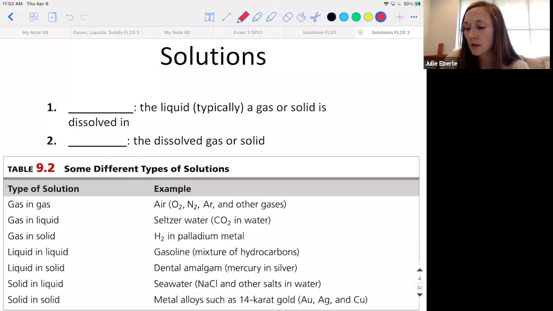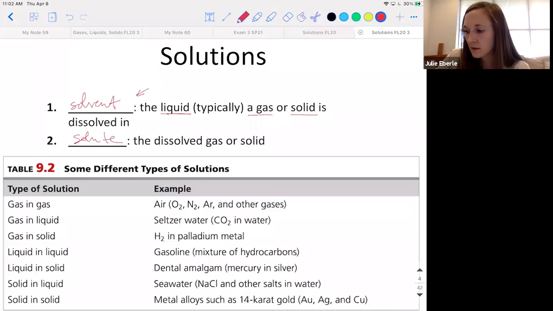But anyways, if we're looking at a solution again, we've defined it, it's a homogeneous mixture, but there's two parts inevitably to every solution. So the first one is the solvent. This is present in greater amount. There's more solvent than there is solute. The solvent is usually a liquid, but not always. And that's what we're dissolving something in. It's a liquid typically that any sort of gas or solid is dissolved in.